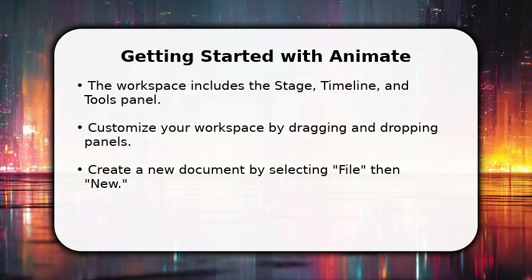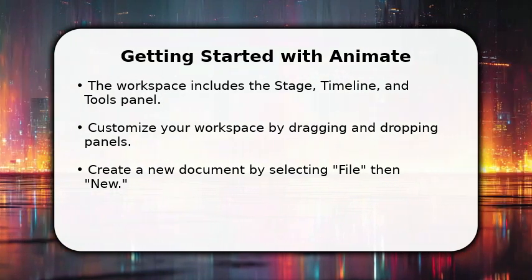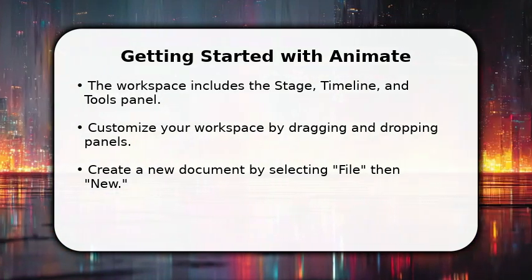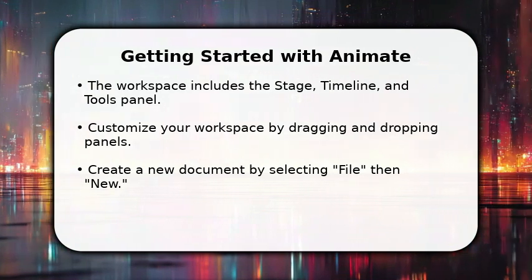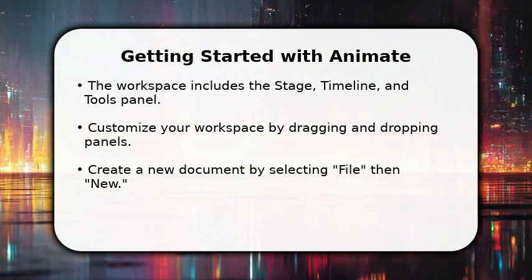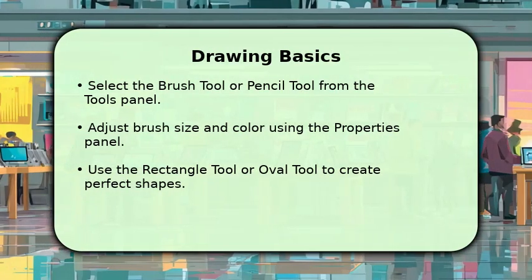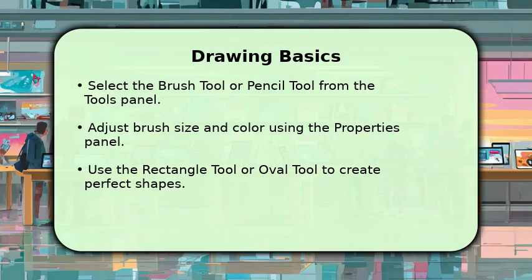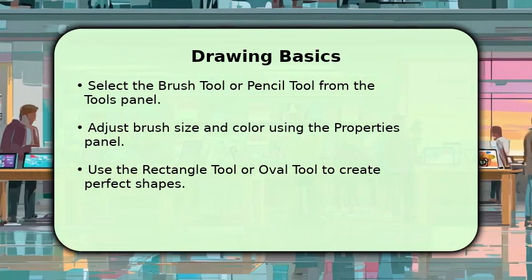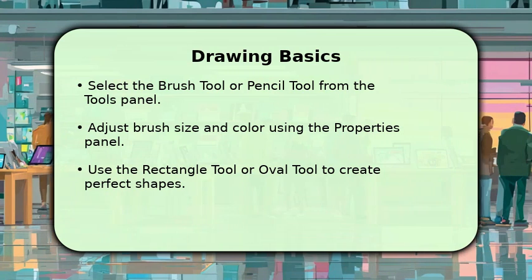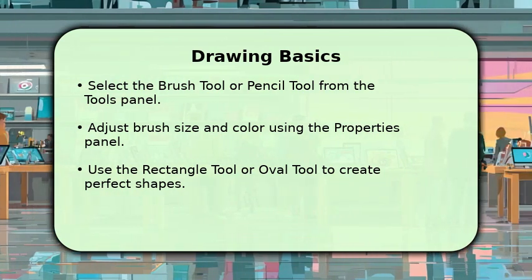To begin, simply go to File, then New, and select a document type, perhaps Full HD for a crisp 1920 by 1080 pixel canvas. Now let's dive into drawing. Grab the brush tool or pencil tool from your Tools panel. You can easily adjust its size and color in the Properties panel to the right.